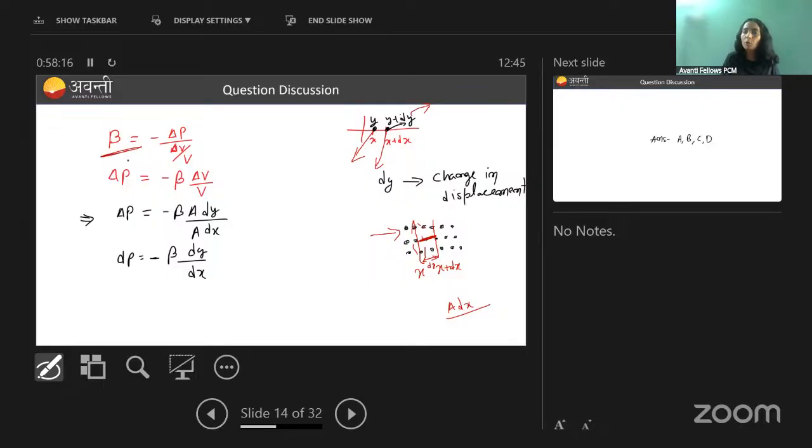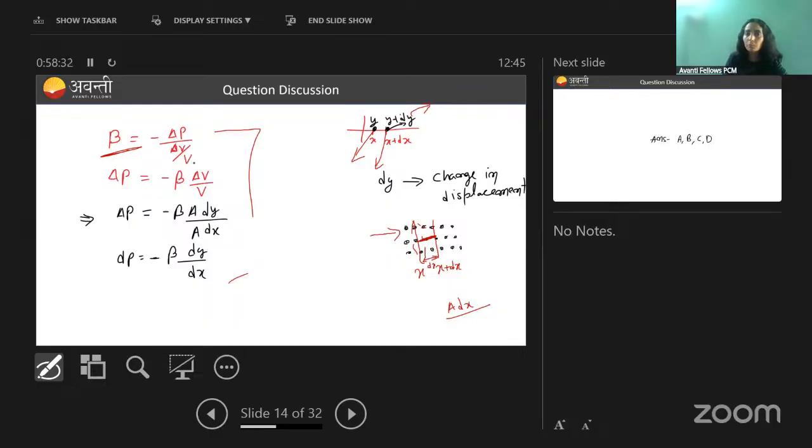ठीक है? So bulk modulus से compare कर दोगे. Knowing these things are important. That is why I have written here. You should know from where it is coming. क्योंकि JEE advanced questions are not directly from the formula. You should know from where things are coming. So bulk modulus is what? Change in pressure.